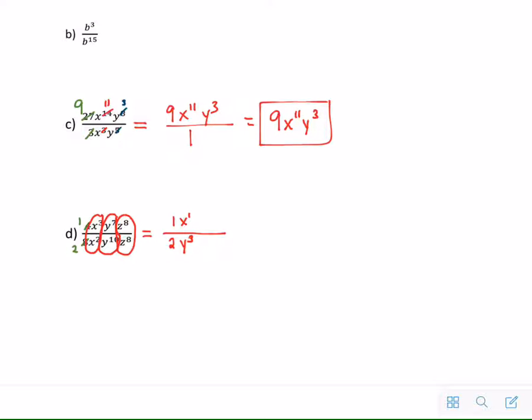Z to the 8 over z to the 8th. You get a z to the 0 if you subtract, but you also can just recognize the fact that anything divided by itself is 1, right? So they just cancel out. So what you're left with is an x over 2y to the 3rd.